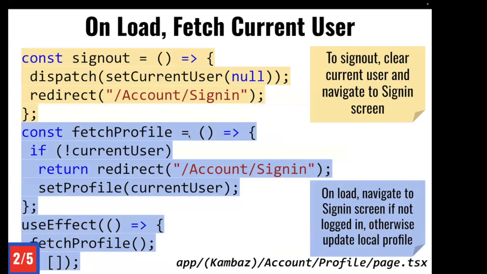For sign out, right? Sign out would mean that I'm in the profile screen. There's a sign out button, and if I click on the sign out button, presumably no one is logged in anymore, right? I'm not logged in anymore. So what we can do is dispatch saying that the current user is null, right? So nobody's logged in now, right? And then redirecting to the sign-in screen, right? So now this would allow me to sign in as someone else.